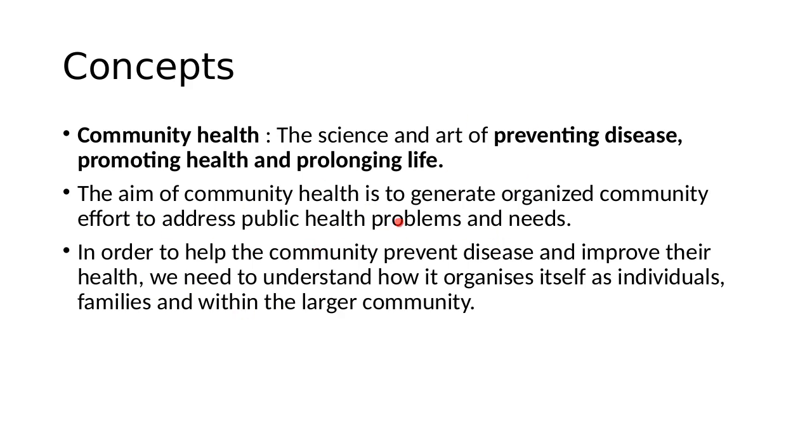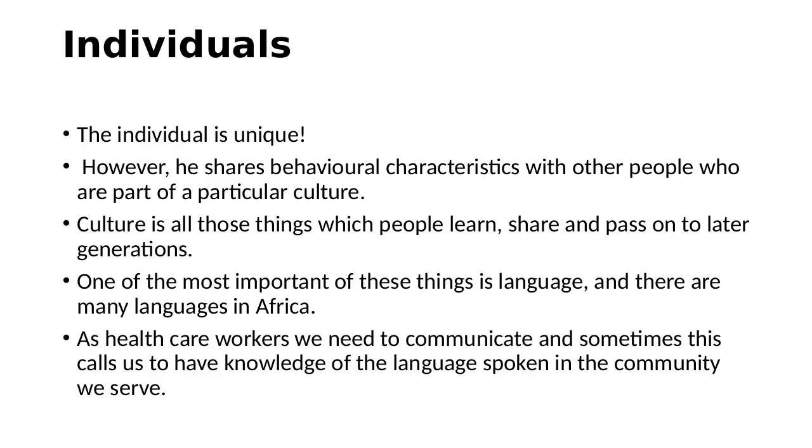In order to be able to prevent diseases and improve the health of the community, we need to understand how it is organized. A community is organized as individuals, then the individuals form families, and then the families form the larger community. So we start with individuals, go to families, and then the community itself. So who is an individual? An individual is a unique character. Each and every person is unique in his own way.